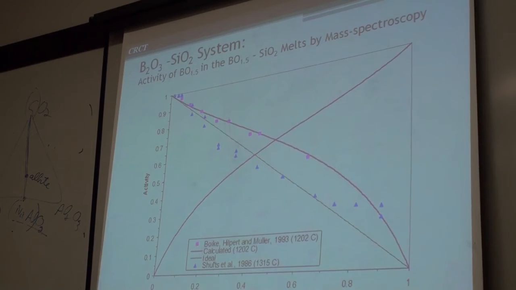Enthalpy of mixing is slightly positive, activities are pretty close to ideal. That's pretty close to an ideal solution, actually. If you treat it as BO1.5 and SiO2, you're pretty close to an ideal solution.